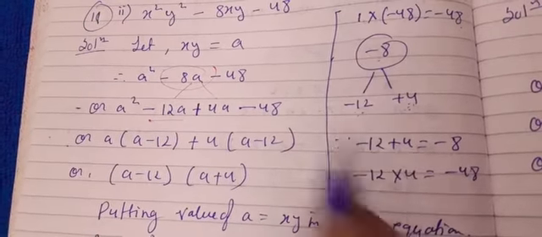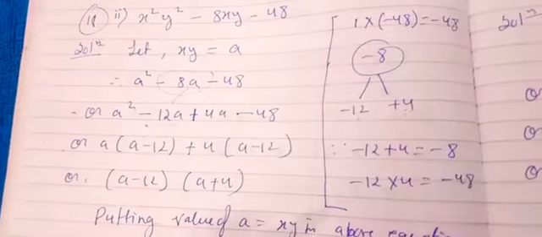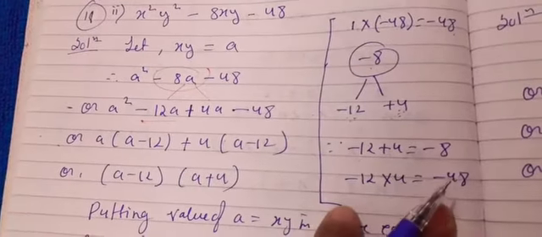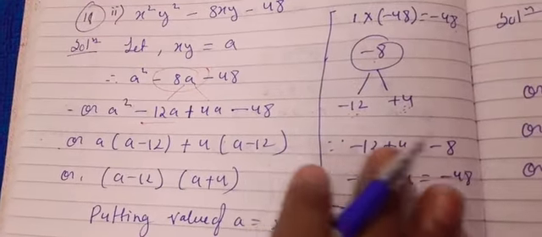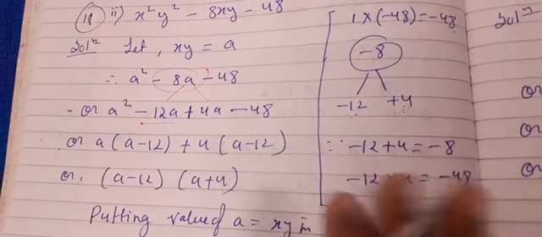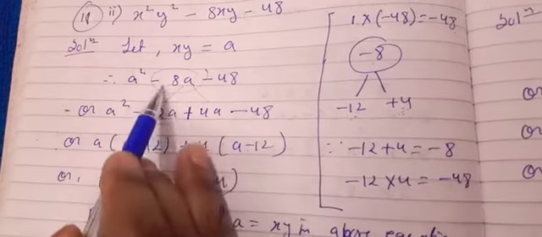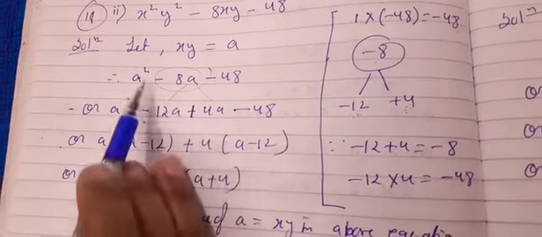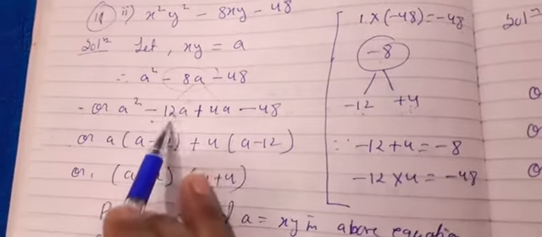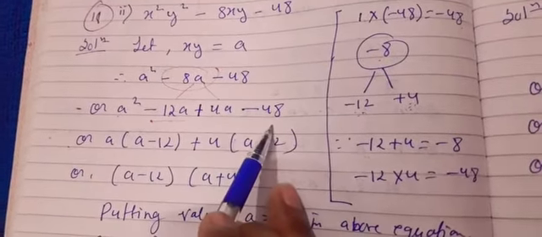Just to explain to you, without doing this rough work, you can directly start from this part. It is not compulsory to show it, but I am showing it everywhere so that it will be easy for you children to understand. Okay, see what I have written here. Instead of writing minus 8a, I have split it into two terms. Now our expression is a square minus 12a plus 4a minus 48, right?